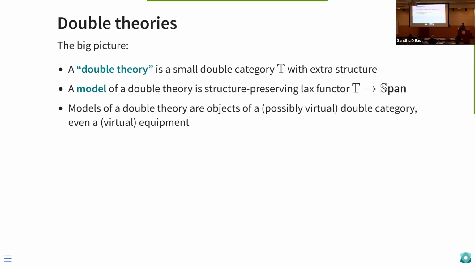The big picture here, then, with that sort of motivation, is that a double theory is going to be some kind of small double category with extra structure. A model of a double theory is a structure preserving lax functor from that into span by default. But you can look at other semantics. And then it turns out, as I was saying before, that models of a double theory are the objects of a double category. Actually, if I'm being careful, I should say that it might be a virtual double category, and you can upgrade it to even be an equipment or a virtual equipment if you've heard of those things.